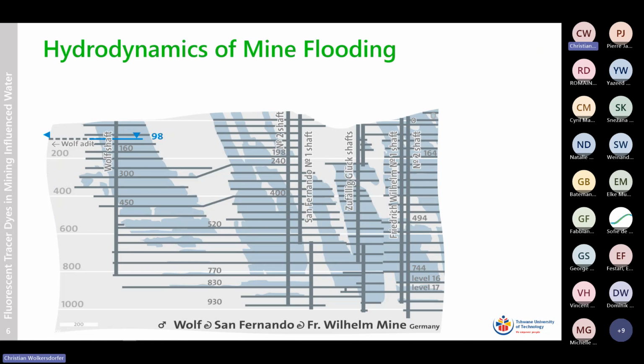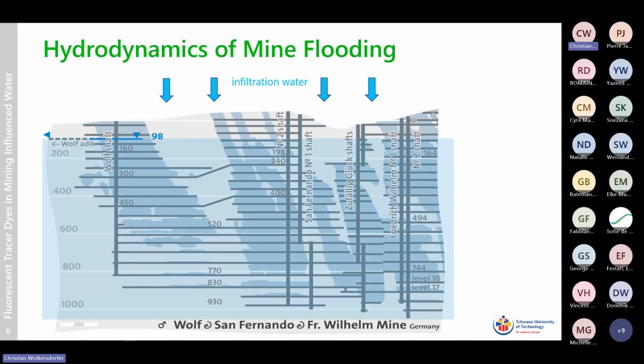Now, I told you that I would like to explain hydrodynamics in flooded mines so that you understand what is going on in a flooded underground mine. This is a cross-section of a former iron ore mine in Germany, and you see a lot of shafts that are going down, and horizontal are the levels that are partially connected with each other. When the mining activity is done, the miners switch off the pumps, and then due to infiltration water and inflowing groundwater, the mine gets flooded. You can see this here with the blue frame. That is the water body.